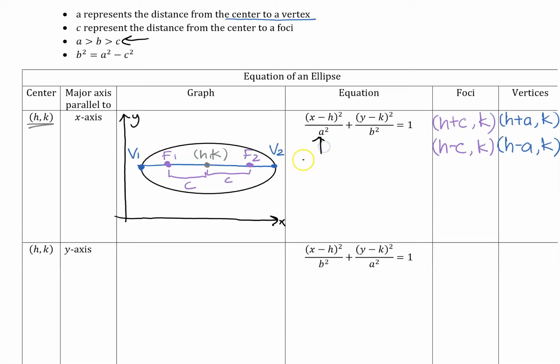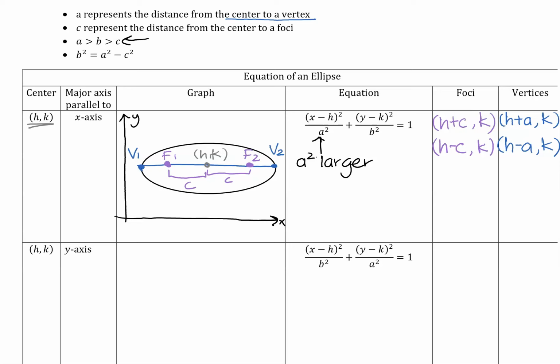And so a squared is larger. That's how you can tell from looking at the equation which way the ellipse runs. The larger number is always under the variable of which the major axis is parallel to. So here, the larger number, a squared, is under the x. We know the major axis is parallel to the x-axis.